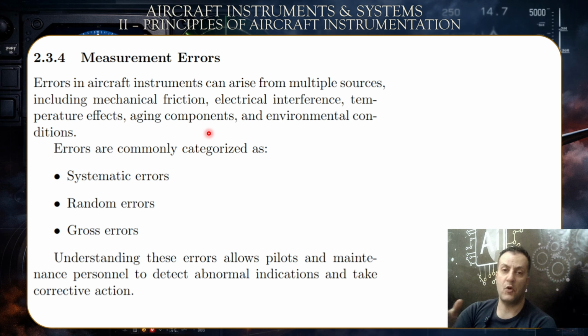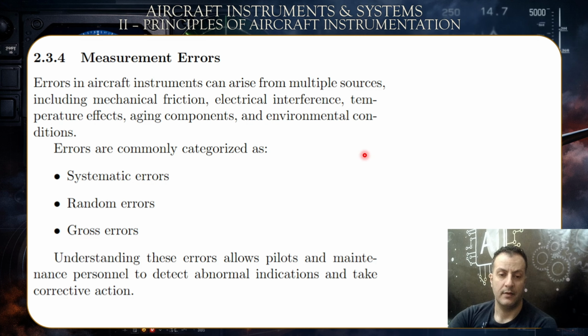At times, the performance altogether is affected, not only the accuracy, but the operability of these instruments. Now, when it comes to mechanical friction, it can affect the rotation of these handles when it comes to these instruments that we've spoken about earlier, such as the ASI, the altimeter, and the VSI. So, errors are commonly categorized as systematic errors, random errors, and gross errors. Understanding these errors allows pilots and maintenance personnel to detect abnormal indications and take corrective measures or actions.